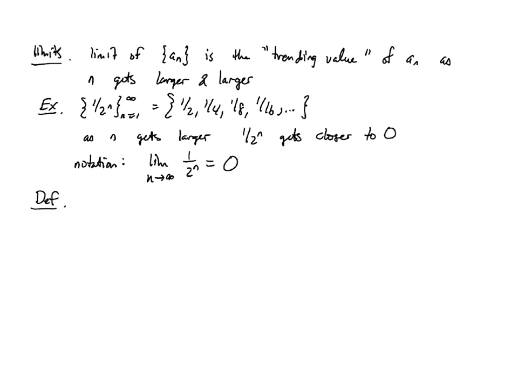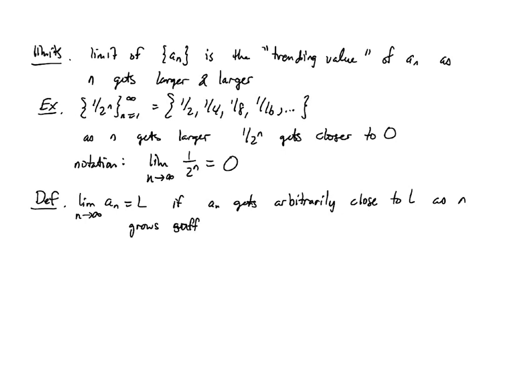Definition: we say that the limit as n goes to infinity of a_n is L, where L is a finite number. This happens if a_n gets arbitrarily close to L as n grows sufficiently large. So just like we saw in the example up above, you look at what happens to a_n as n gets larger and larger and larger. And here again, L is a finite number.